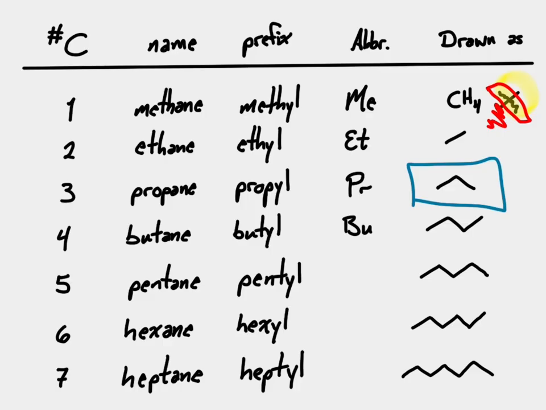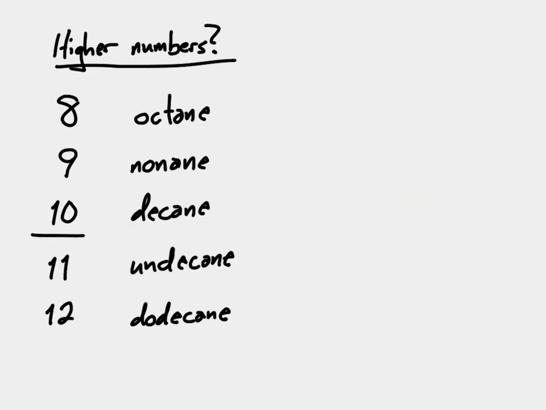And then, just very briefly, we'll go through the last higher numbers. Octane for 8 with octyl, 9 is nonane, nonyl, 10 is decane or decyl, and then for those who really like to go to higher numbers, which I will not ask of you, 11 is undecane, 12 is dodecane. And that's it for today's class.